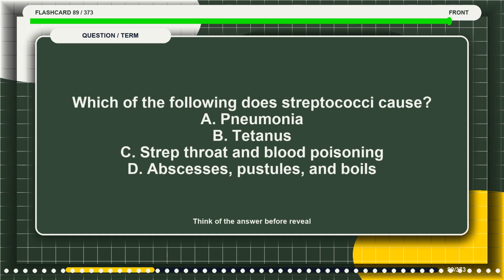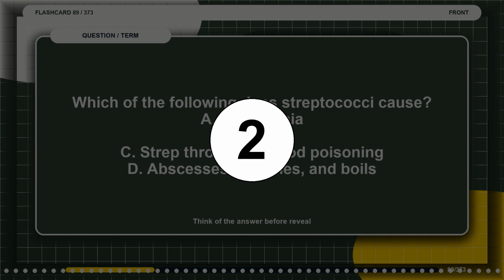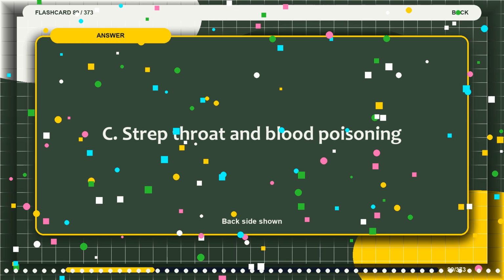Flashcard 89. Which of the following does streptococci cause? A. Pneumonia B. Tetanus C. Strep throat and blood poisoning D. Abscesses, pustules, and boils. Think of the answer before the reveal. The answer is C. Strep throat and blood poisoning.